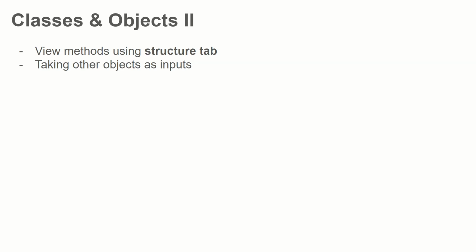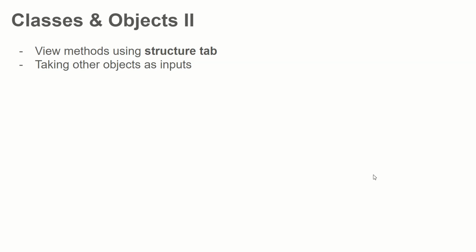Welcome to the type-along version of Classes and Objects Notes Part 2. I'm going to show you about the Structure tab, which is a great way of previewing what the capabilities are of an already declared class. And we'll also implement a couple of methods for a new class that show how you can take objects as inputs and do things with them, which is a thing we'll be doing a lot of.